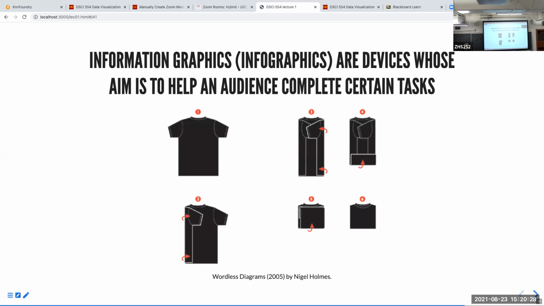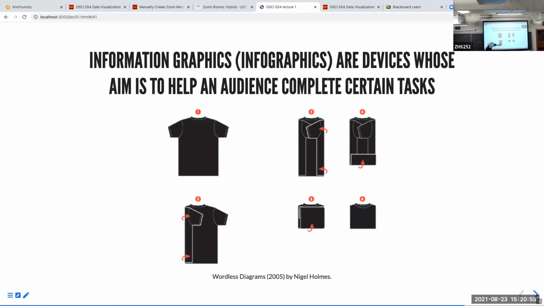Information graphics, or infographics for short, are devices whose aim is to help an audience complete certain tasks. Here you see a typical example. This is again from Nigel Holmes, the same guy who did the first graphic with the graphs with the diamonds.